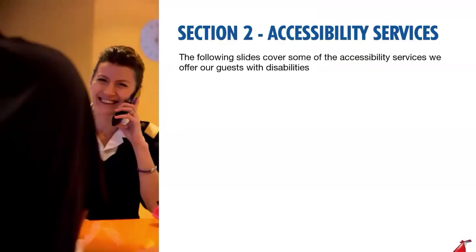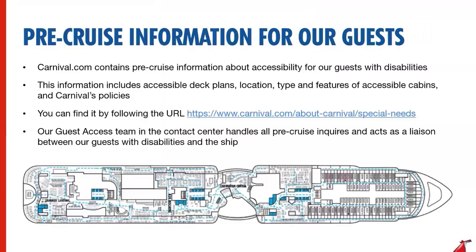In order to help your clients with their pre-cruise preparations, information about accessibility for our guests with disabilities is available at carnival.com, with information about accessible cabins and Carnival's policies. You can find it by following the URL www.carnival.com/about-carnival/special-needs.aspx. Additionally, our guest access team in our contact center is available to handle all pre-cruise inquiries for our guests with disabilities. You can contact our guest access team at 1-800-438-6744, extension 7002, or via email at access@carnival.com.